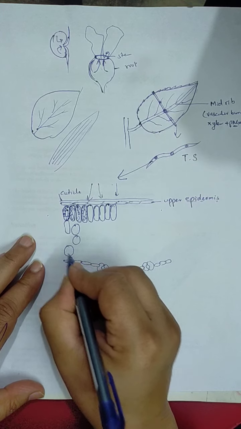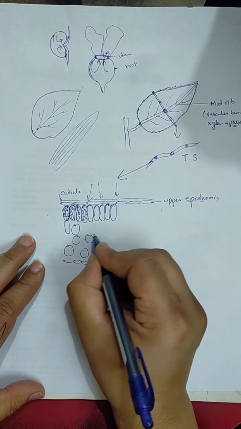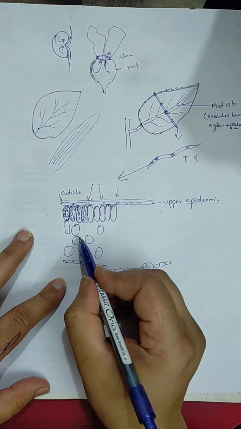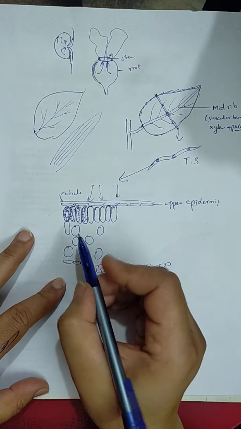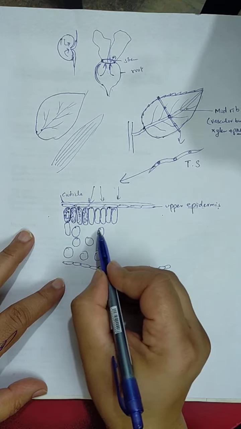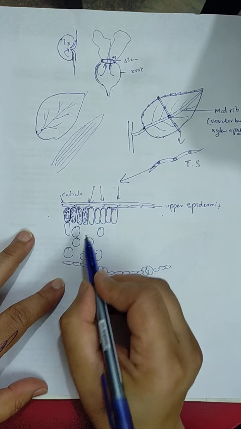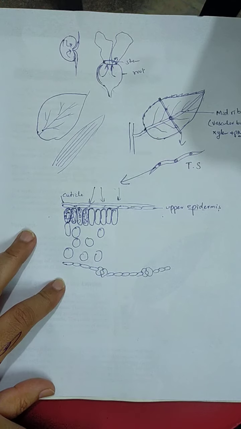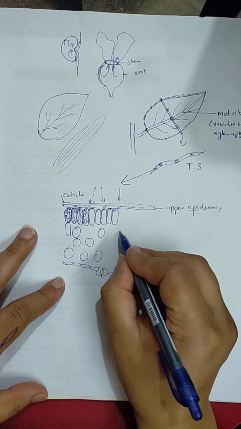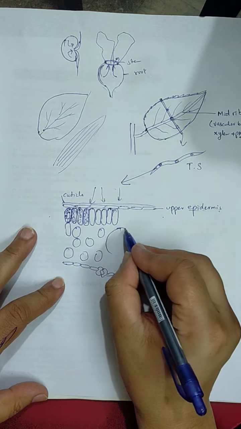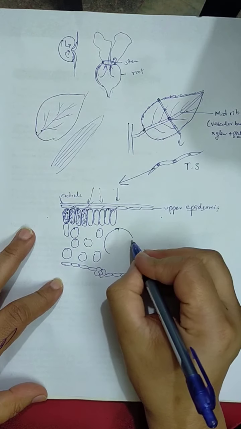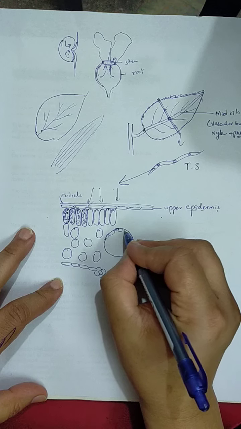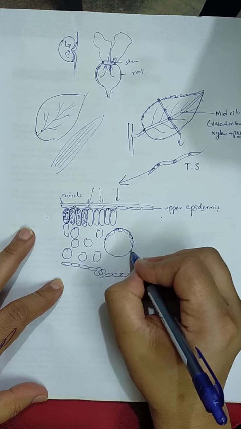of spongy mesophyll cells. Spongy mesophyll cells are rounded in shape, with many intercellular spaces. Intercellular means between cells there is space present, which is called intercellular space. Then here you can see in the center this midrib was present, so here the cells are present which contain the vascular bundle.